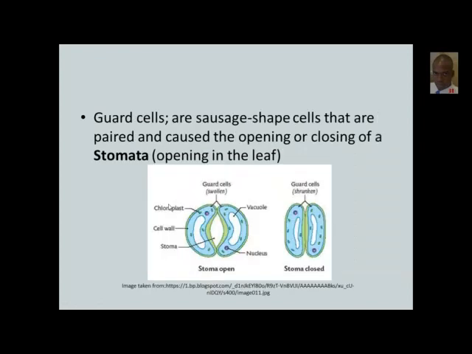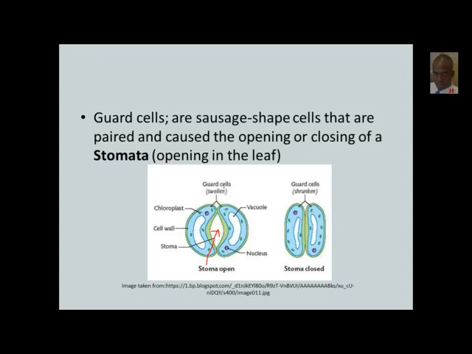Next set of cells in plants is guard cells. Guard cells are sausage shaped cells that are paired, right, and cause the opening or closing of a stomata. The stomata is the pore within the leaf, and in the stomata, this is where air gets to go into the leaf. So air enters through the stomata, right?